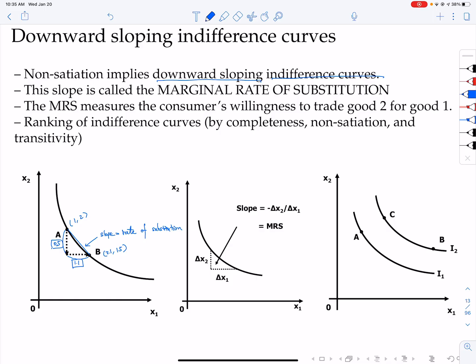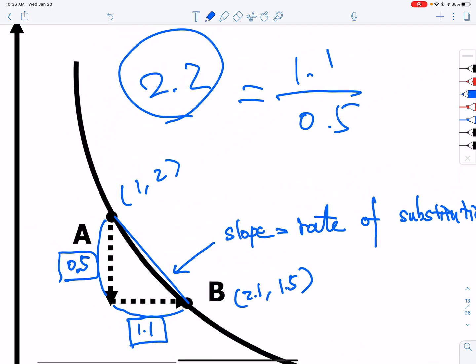So the rate of substitution is going to be 1.1 over 0.5, which is 2.2, right? So it is a kind of exchange rate between the second good and the first good. That's the exchange ratio in a sense. In other words, the slope of this blue line is 2.2. To be precise, minus 2.2, but I'm going to often ignore the minus sign. So the slope of this straight line is minus 2.2.